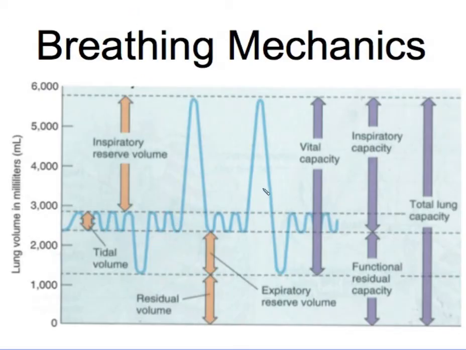Okay, so here's a diagram. You will need to be able to label a diagram similar to this for me in this course. So again, this is your tidal volume, the normal up and down volumes. If you take a deep breath in, this is your inspiratory reserve volume, the extra reserve space that you have for air. If you push extra air out, this is your expiratory reserve volume.